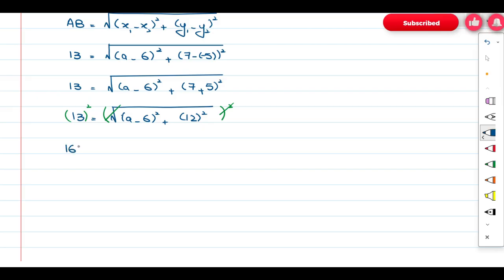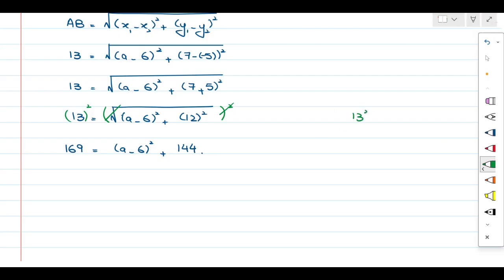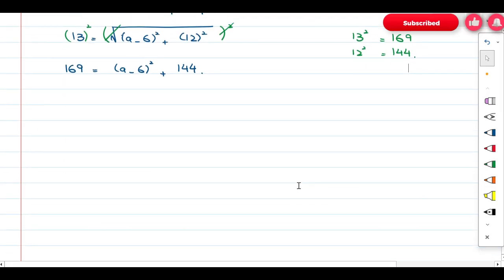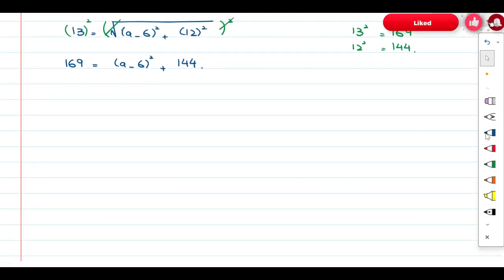13 square is 169. You must need to learn the squares of the first 20 numbers to make your calculation easy, right? 13 square is 169 and here we have (a minus 6) whole square and 12 square is 144. Okay, so here I use the values of 13 square, which is 169, and 12 square, which is 144. You must need to know these squares, right? Okay, now let me simplify this further.